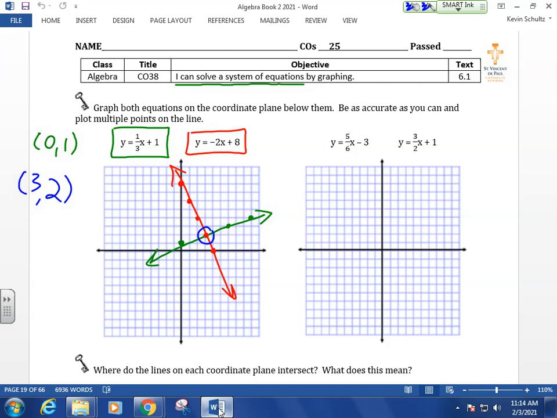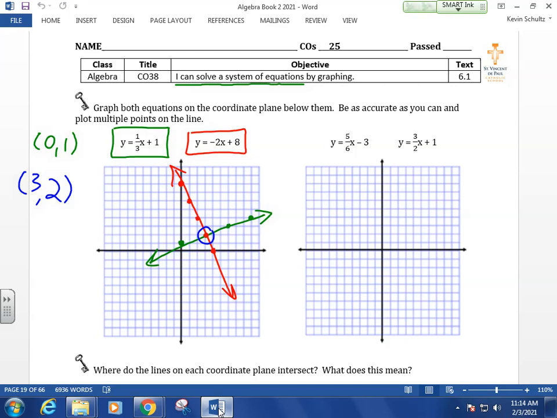Okay? So it's really nothing new. We've graphed equations before. We're just now applying it to this system of equations situation. Okay? Questions so far? All right, let's go to the second one.